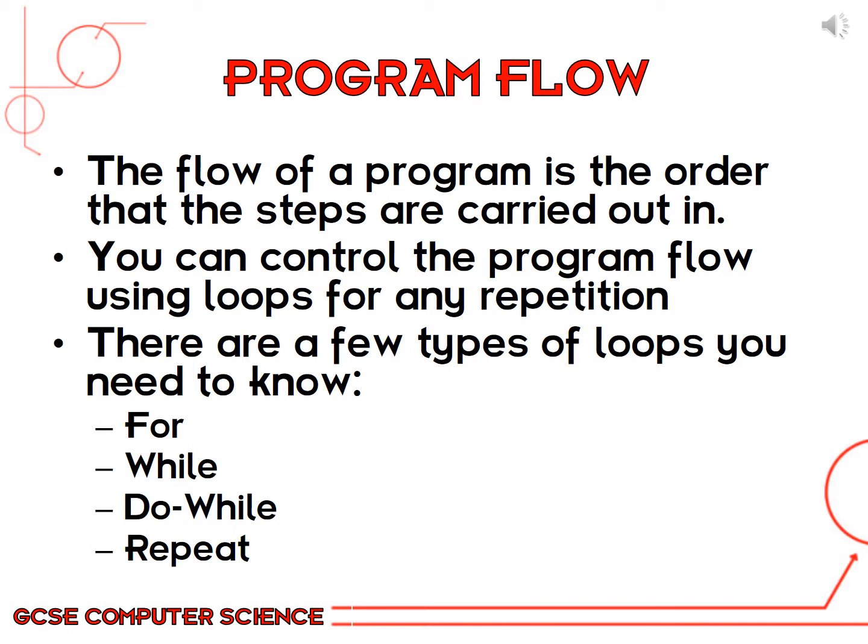So the flow of a program is the order the steps are carried out in. And you can do loops for any sort of repetition that you want in the program. So anytime something needs to be repeated, we can use a loop. There's 4 different types that you need to know for this course. You've got a for loop, a while loop, a do while loop, and a repeat loop. And we're going to look at those individually.